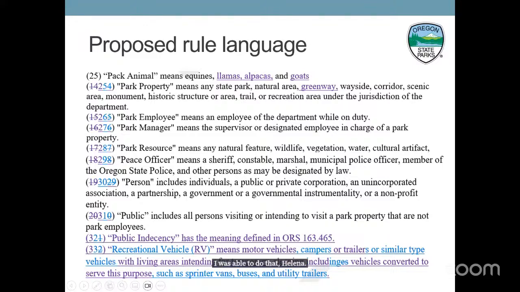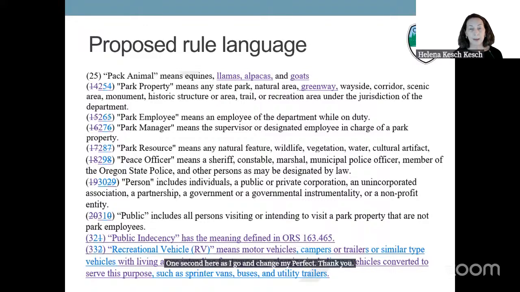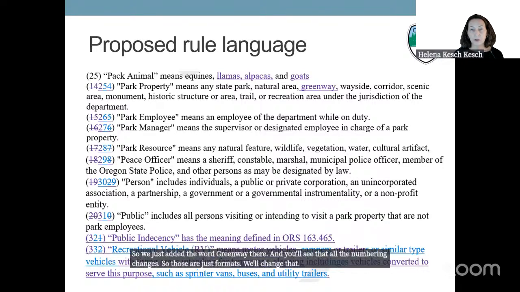Perfect. Thank you. 25, pack animal means equines, llamas, alpacas, and goats. The next one is park property, which means any state park, natural area, greenway, wayside, corridor, scenic area, monument, historic structure or area, trail or recreation area under the jurisdiction of the department. So we just added the word greenway there. And you'll see that all the numbering changes. Those are just formats. We'll change that when it actually goes to final draft.